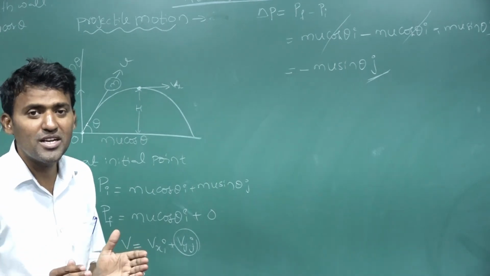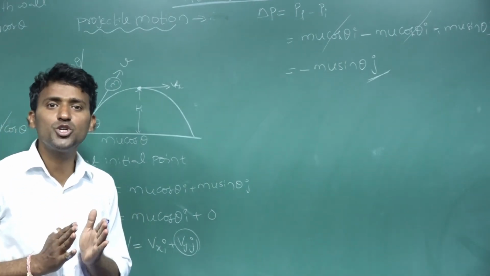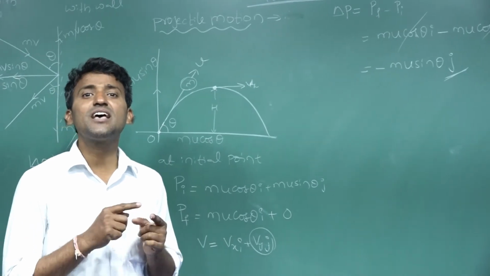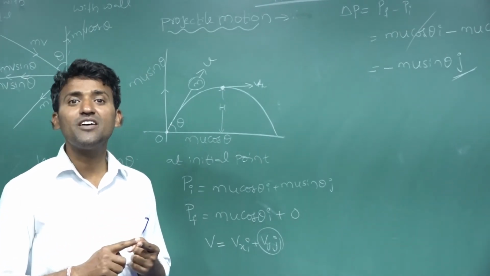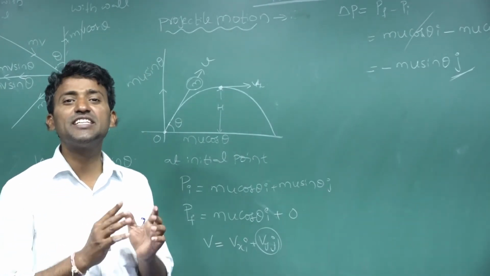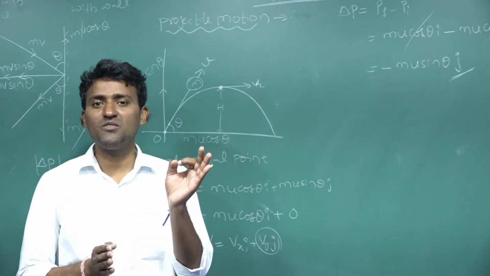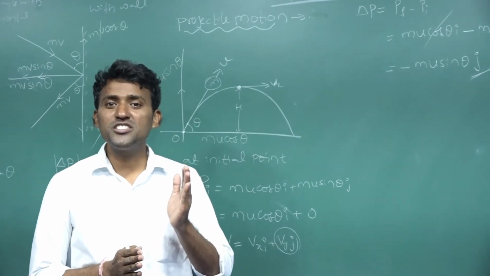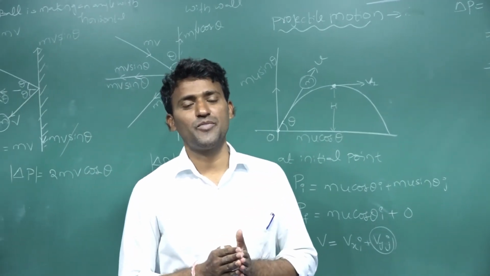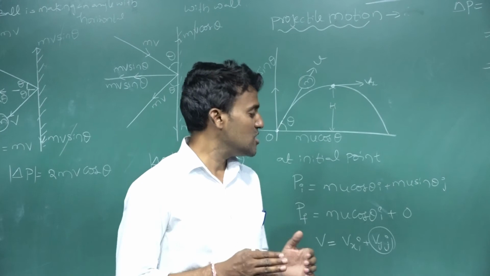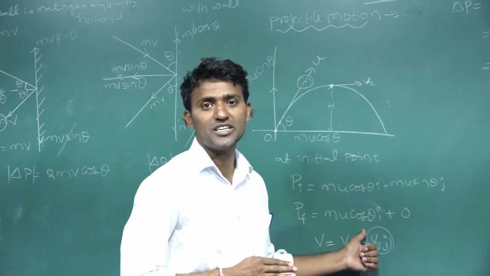Once again I want to tell you here, at the maximum position, it does not have vertical motion, it has only horizontal velocity, it does not have vertical velocity. At the highest position, vertical velocity is 0 and horizontal velocity is u cos theta. So that's why we got this equation, isn't it?